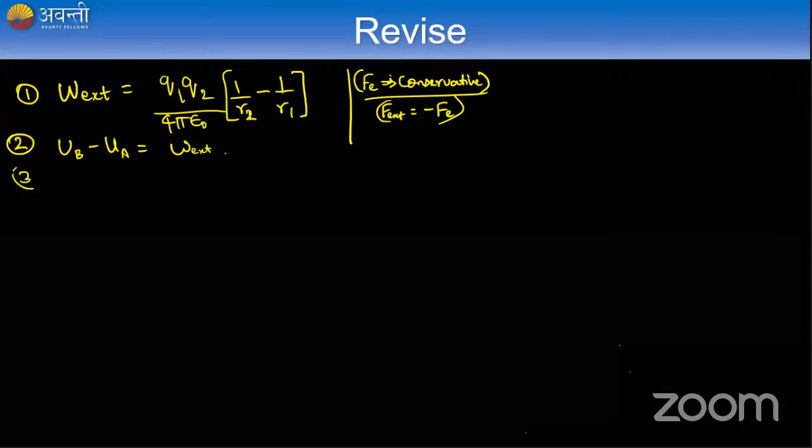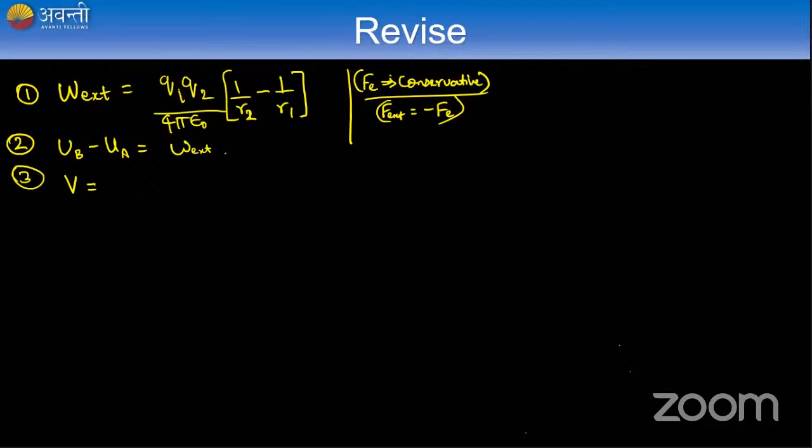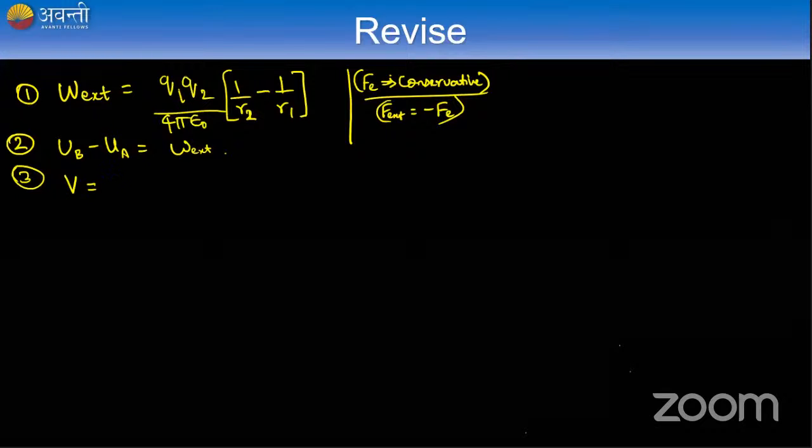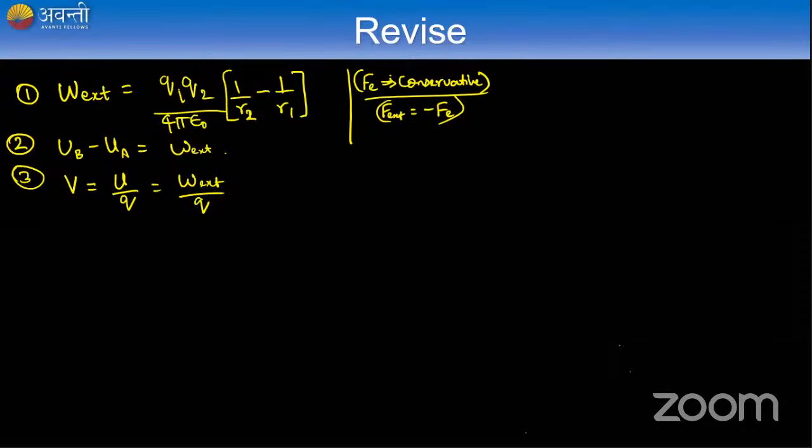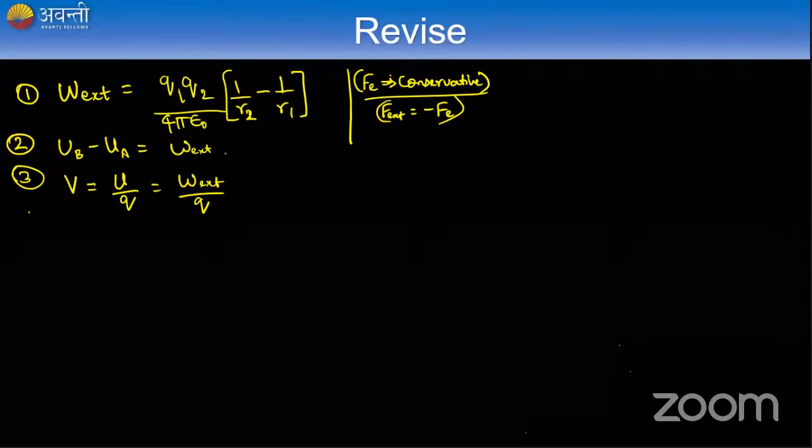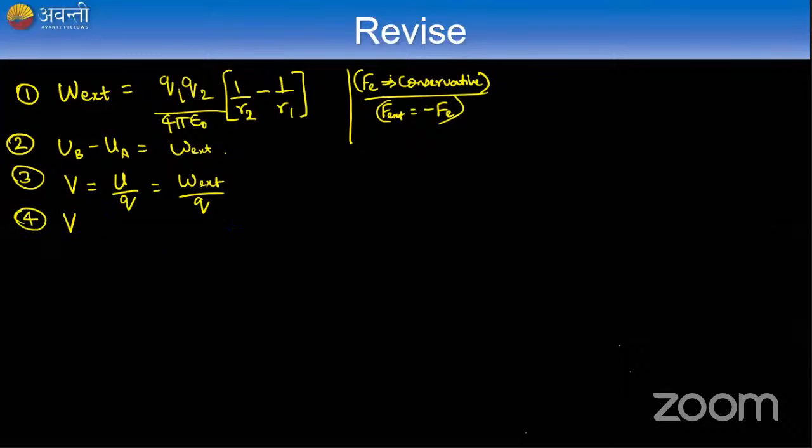Then we learned what was potential. What is electric potential? The electric potential V is the change in potential energy per unit charge. So we learned this: if the change in potential energy is W external, we can write potential as W external by Q. Next we learned that potential at any point can be defined by taking a reference.